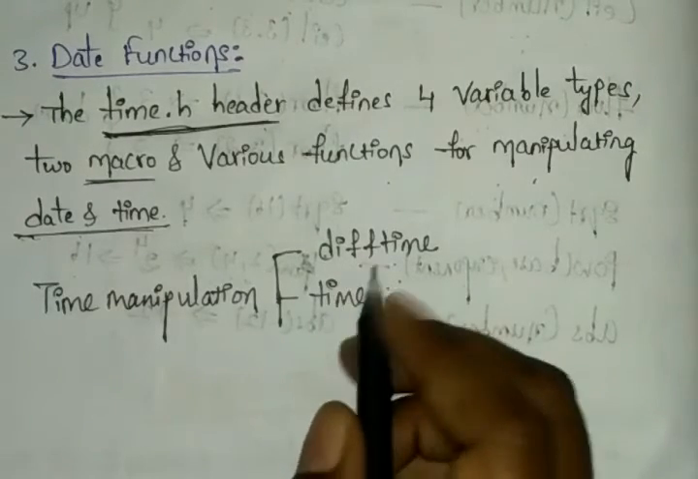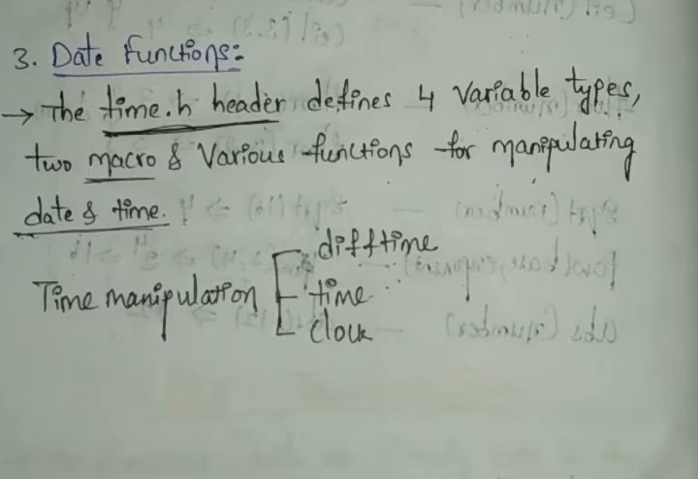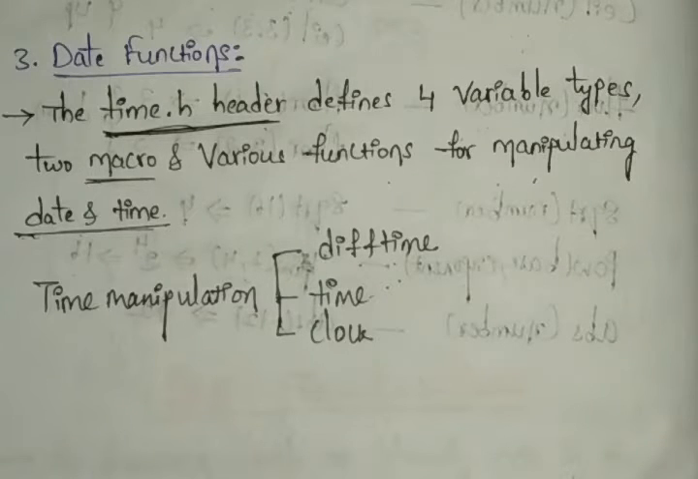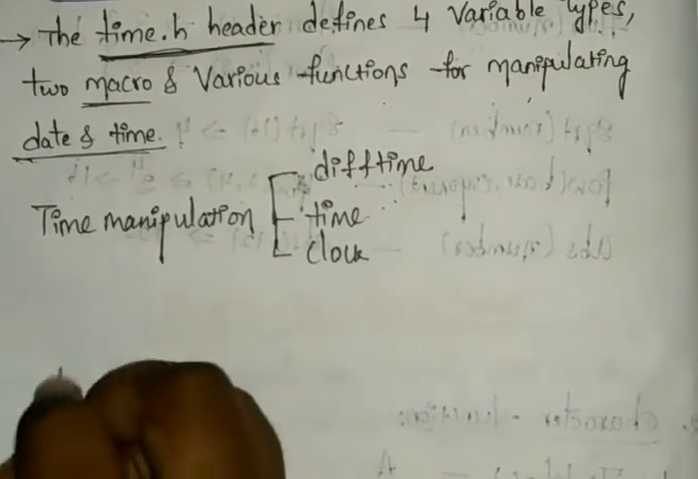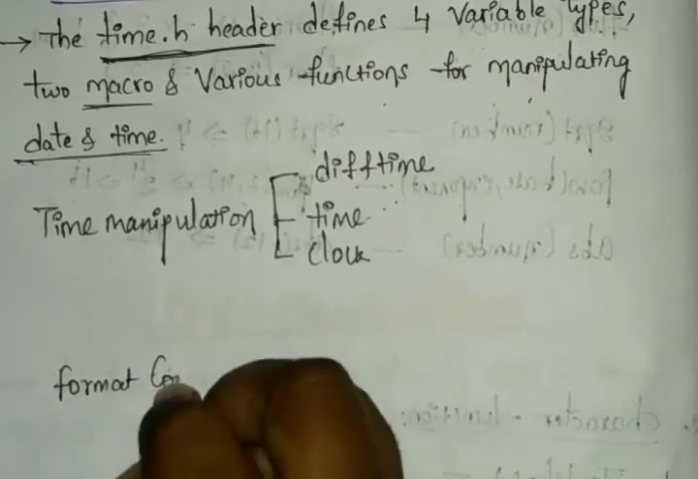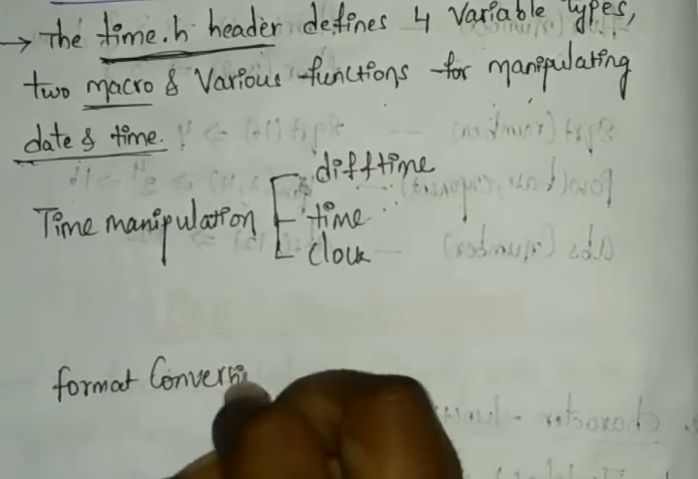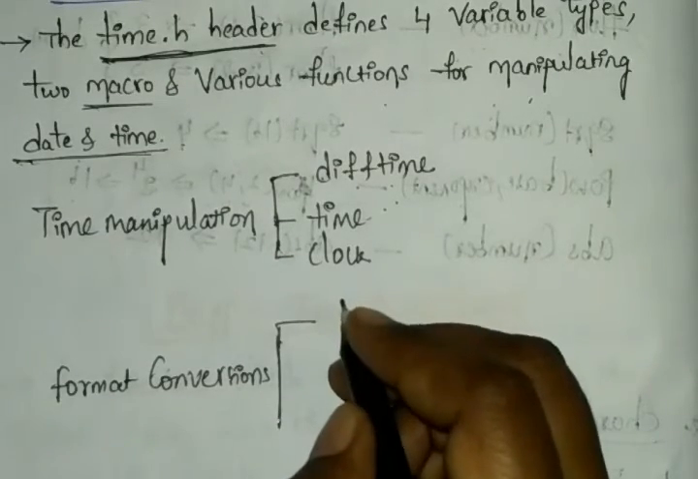And next we have the clock. It returns the processor tick count, which is associated with the process. And next we have the format conversions. If you have a format that is converted into another one, let's see what we have in the format conversions.